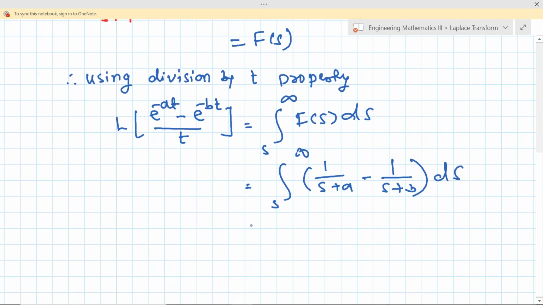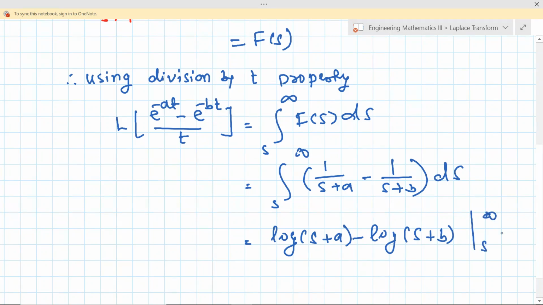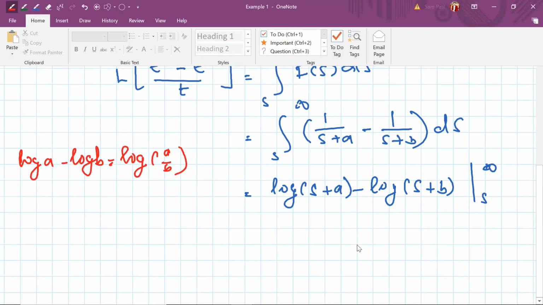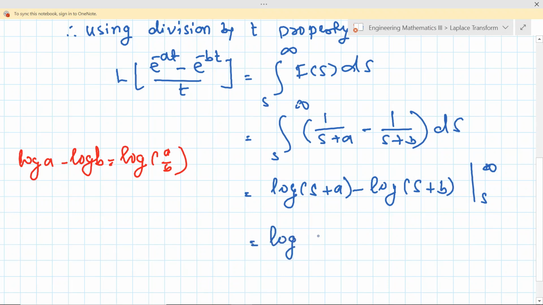What is the integration of 1 upon s plus a? This is simply log of s plus a, and this is minus log of s plus b. It is from s to infinity, limits that we need to apply. And now what is log of a minus log of b? Log of a minus log of b is nothing but log of a upon b. This result we have from logarithm. So this is nothing but log of s plus a divided by s plus b from s to infinity.